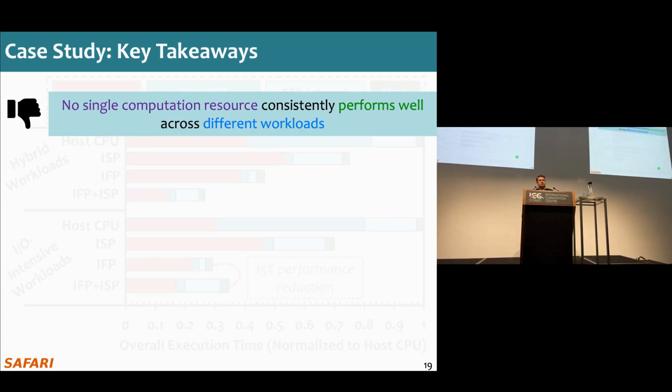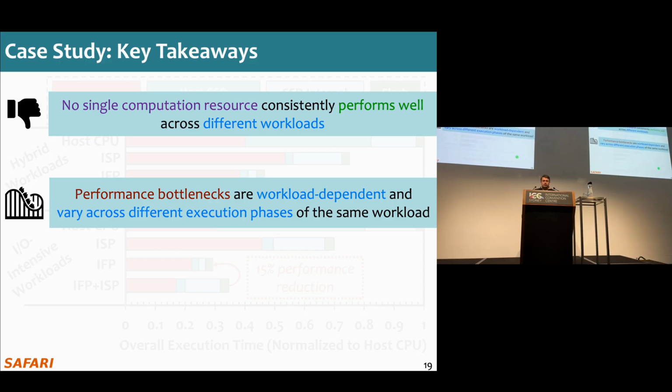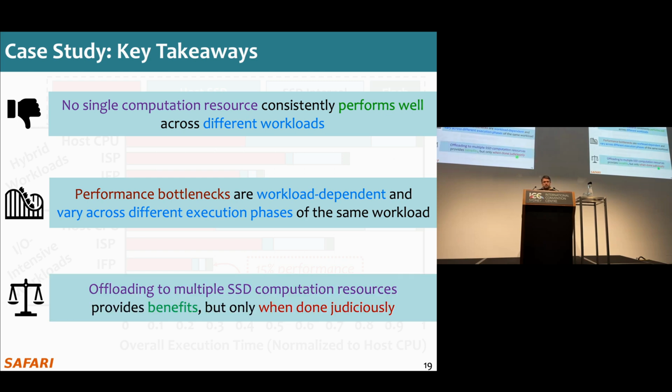So the key takeaways of this case study are: no single computation resource consistently performs well across different workloads, and the performance bottlenecks are workload dependent and vary across different execution phases of the same workload. And offloading to multiple computation resources provides benefits, but only when done judiciously, as we just saw.